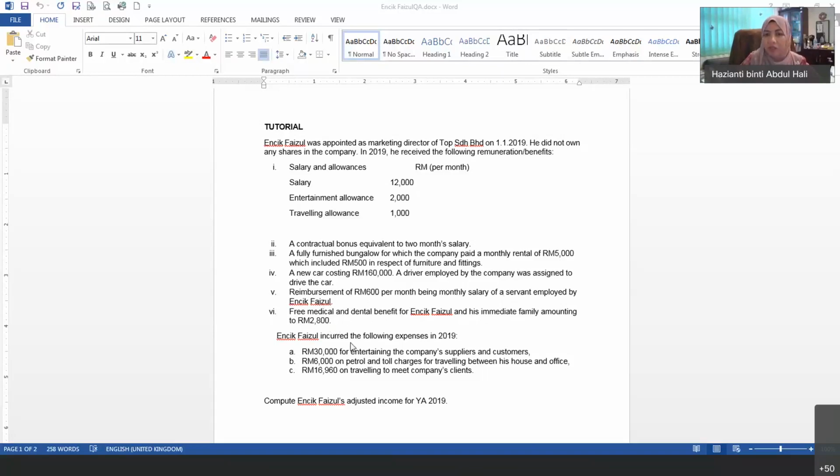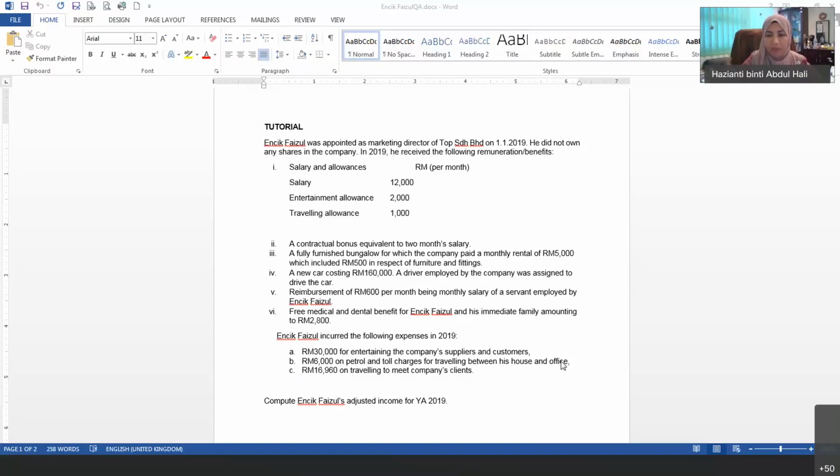Encik Faizul incurred the following expenses. Alright, you see we haven't done any question with adjustments, so this is the first question that has adjustments. The following expenses are 30,000 for entertaining the company's suppliers and customers, and 6,000 on petrol and toll charges for travelling between his house and office.